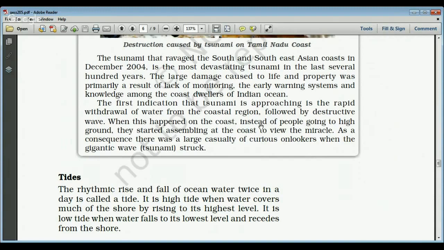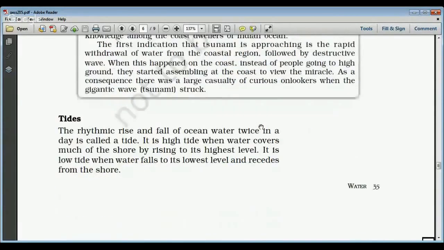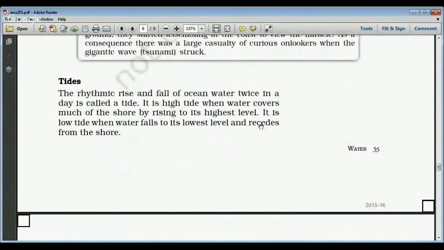And whenever this happens, instead of people going to high ground or to other safe places, they start assembling at the coast to view this miracle, because people are generally not aware. And so as a consequence, there were large casualties of curious onlookers when the gigantic wave, that is the tsunami, struck. So, the first type of ocean circulation, according to this chapter, was the wave.